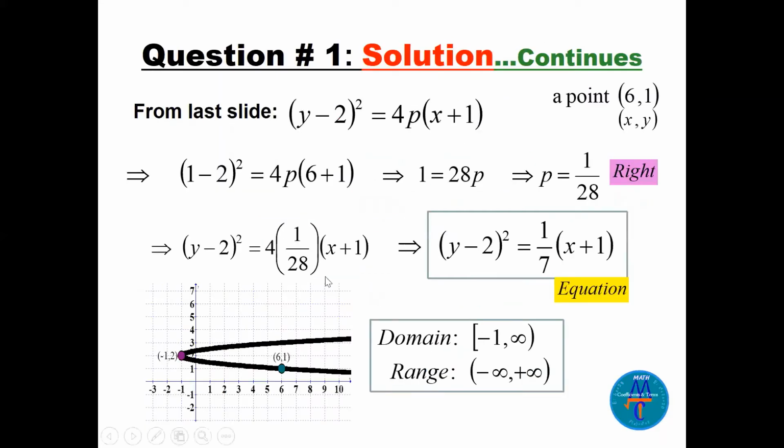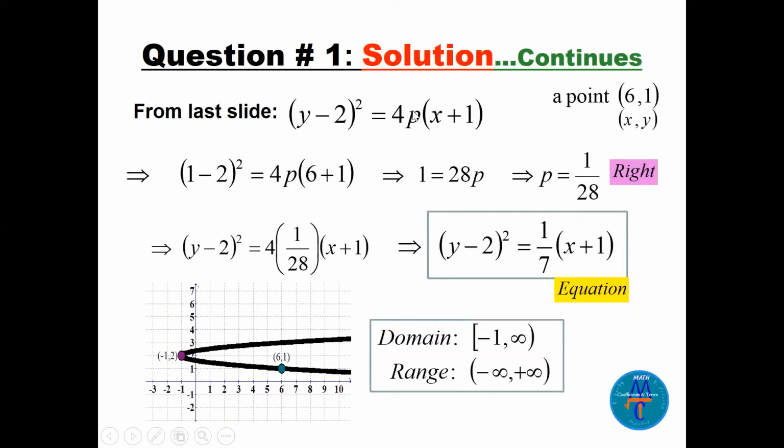Now, if I replace the point (6, 1) in the equation, I find (1 minus 2) squared, which is 1 squared, equals 4p times 7. So p will be 1 over 28. This is a positive number, p equals 1 over 28, so the parabola opens to the right.